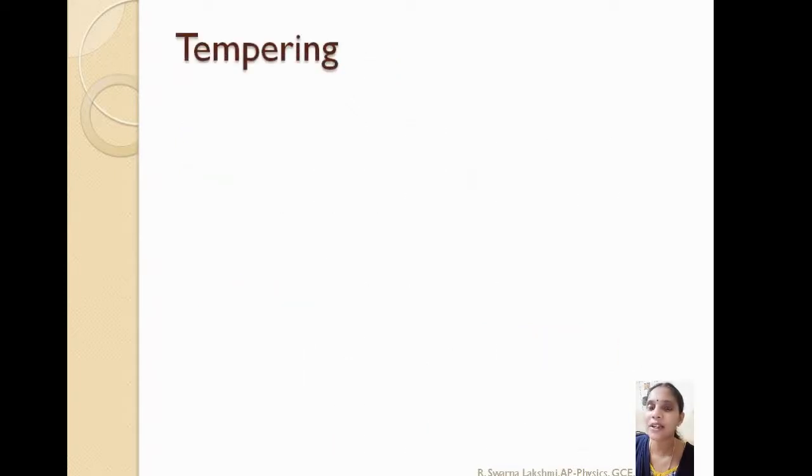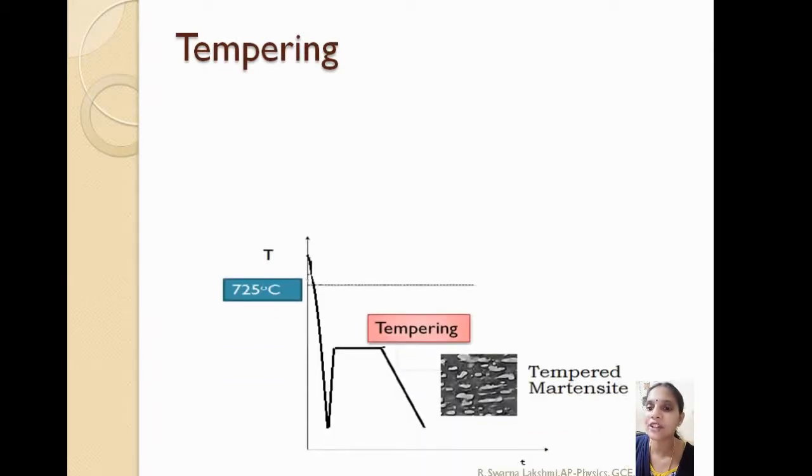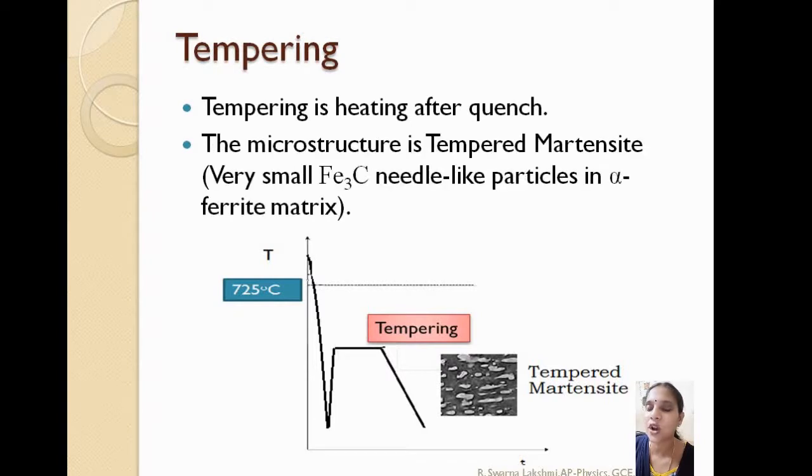The next heat treatment process is tempering. Tempering is heating after quench. Quenching is very rapid cooling, that is cooling quickly to lower temperatures. So after quenching, if the sample is again heated, then the process is known as tempering, and the resultant microconstituent is called tempered martensite, which is very small cementite needle-like particles on an alpha ferrite matrix as shown.